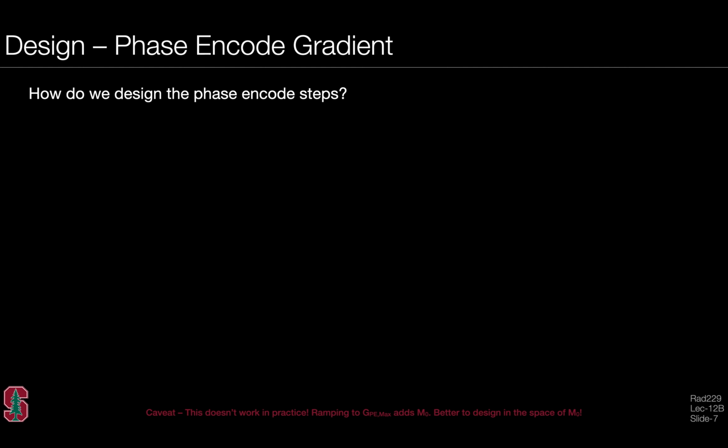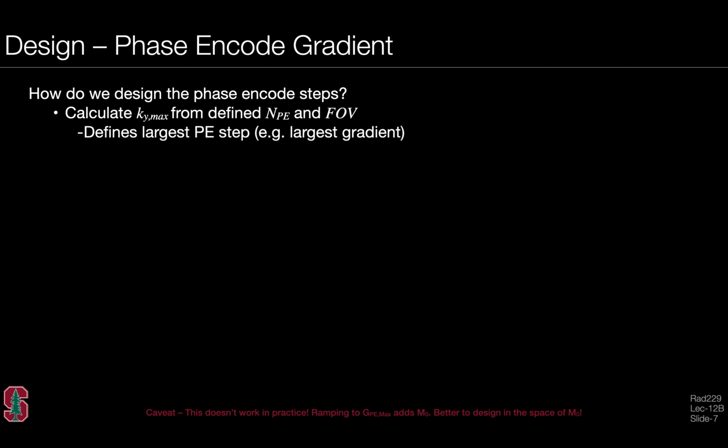So when it comes to designing the phase encoding gradient, we can think about how we design the specific phase encode steps. We start by calculating KY max from the number of defined phase encode steps, and that's typically equivalent to the resolution that you're interested in achieving, and given a specific field of view. So this helps us define the largest phase encode step, for which we need the largest encoding gradient.